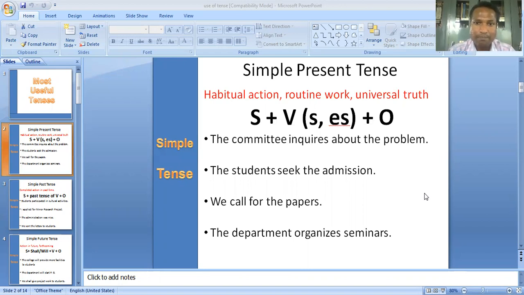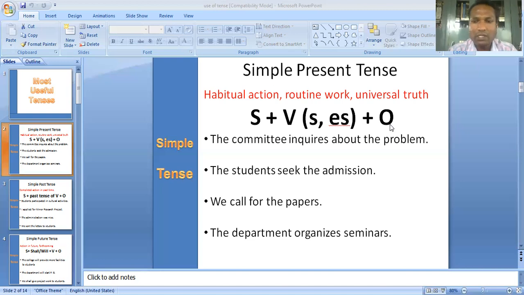simple present tense. The formula of the simple present tense is written here in bold. See, subject plus verb S/ES plus object. That is the formula of this tense. I repeat, subject, verb S/ES plus object. What is this S/ES? S/ES is the verb with S form and the verb with ES form.